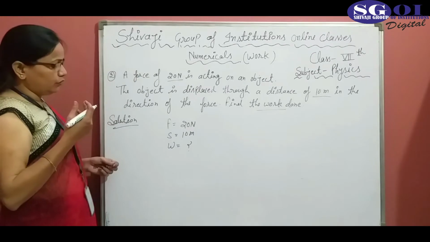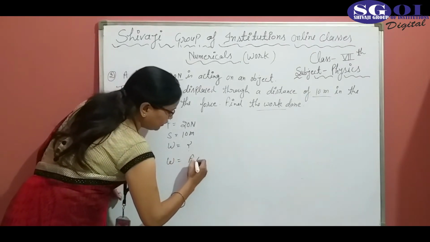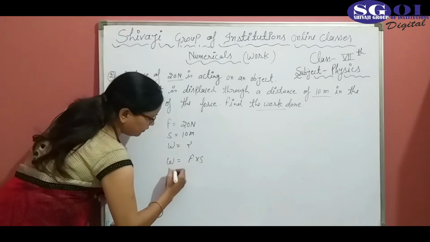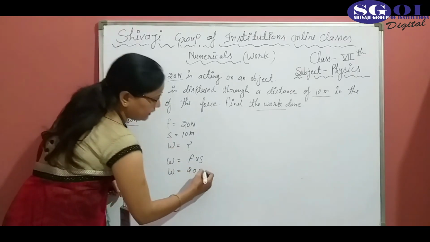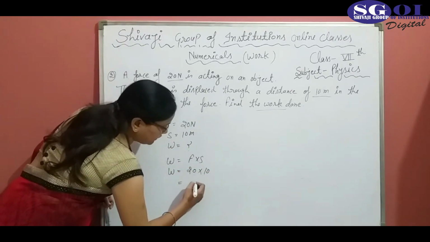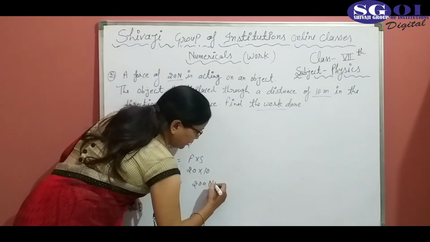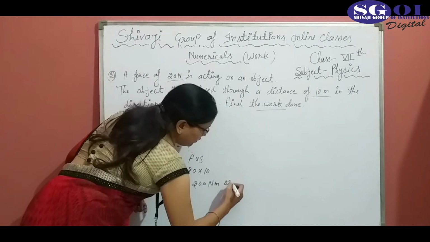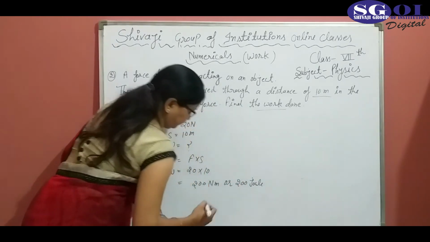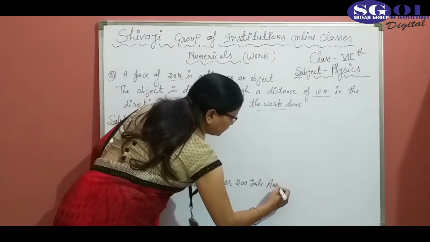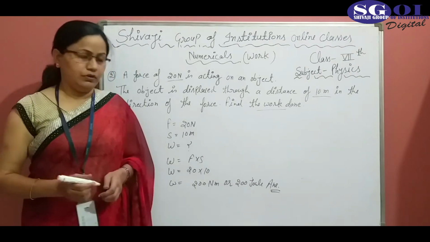Student, as you know that the formula of work done equal to force into displacement. Here force is 20 and displacement is 10. After multiplying, we get 200 Newton into meter or 200 joule. So the work done is 200 joule.